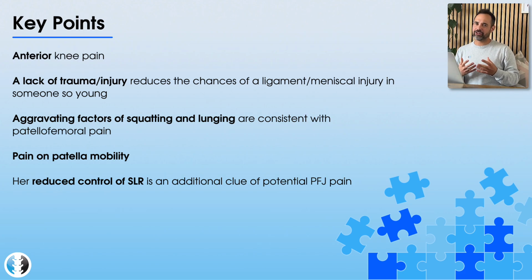There are a couple of different structures around the anterior knee. We have the patella and the patellofemoral joint, as we said. We've got the quadriceps tendon, we've got the patella tendon, sometimes with Hoffa's fat pad. When you palpate into that anterior joint line, you can find that to be painful.